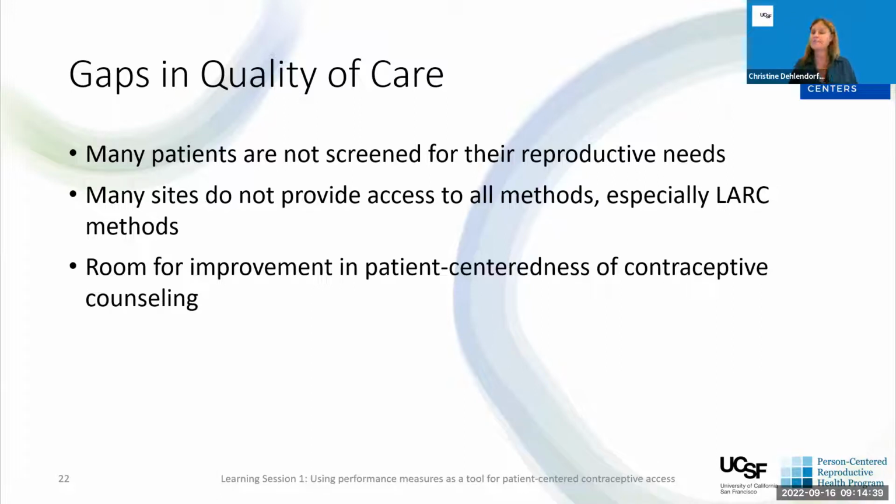Another thing that happens is people don't have access to methods. Obviously, there are financial barriers to access, and I want to acknowledge that. And that's something we can talk about in this learning community. But even when there is some financial access, oftentimes there's not access for other reasons, including things like stocking and barriers of multiple visits and unnecessary testing before getting an IUD inserted, for example. And then we also know, and I'll talk about this more later, that there's room for improvement in the patient-centeredness of care delivery, and how well we are focusing on people's own needs and preferences when providing care.